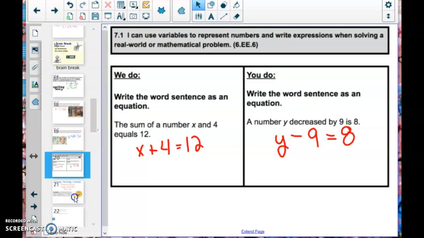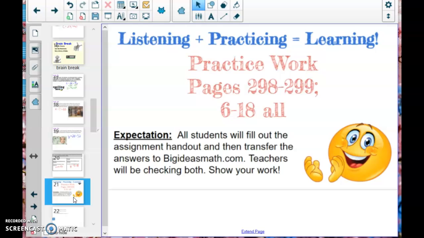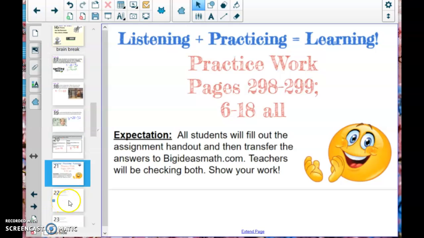All right, next up is going to be your practice work. And the expectation for students in this chapter is I will give you an assignment packet. And students will fill out the assignment handout and then transfer your answers into bigideasmath.com. Teachers will be checking both. So I will be checking bigideasmath.com to make sure that you have submitted your homework. And I will also be checking your assignment packet to make sure that you answered the questions in your assignment packet before you transferred your answers to bigideasmath.com.